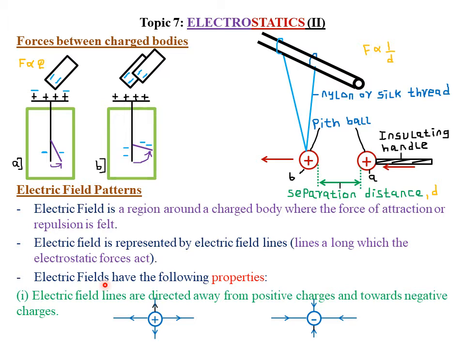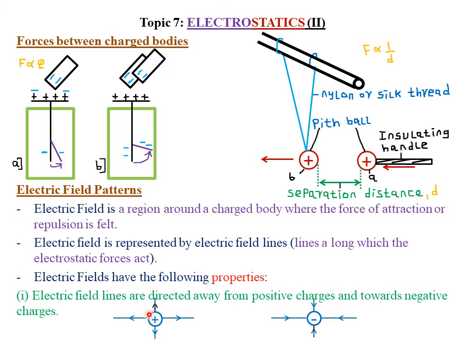Then electric field lines have the following properties. One is that electric field lines are directed away from the positive charges and towards the negative charges. As you can see, the positive charges, you can relate to the North Pole under magnetism. We saw that the magnetic field lines were moving from the North Pole.